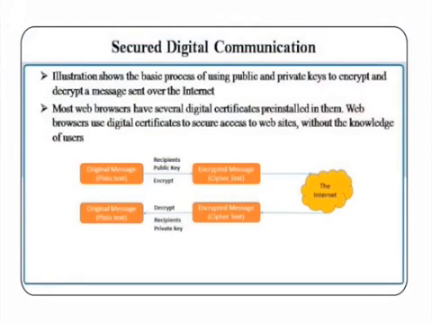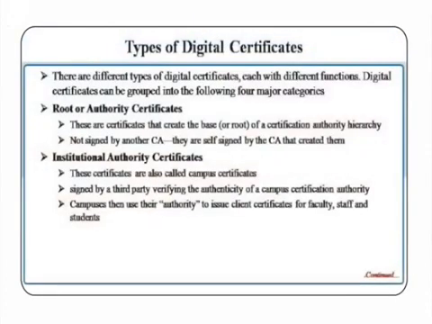sent over the internet. Most web browsers have several digital certificates pre-installed in them. Web browsers use digital certificates to secure access to websites without the knowledge of the users. There are different types of digital certificates, each with different functions. Digital certificates can be grouped into the following four major categories. First, root or authority certificates. These are the certificates that create the base of a certification authority hierarchy. These are not signed by another CA. They are self-signed by the CA that created them.